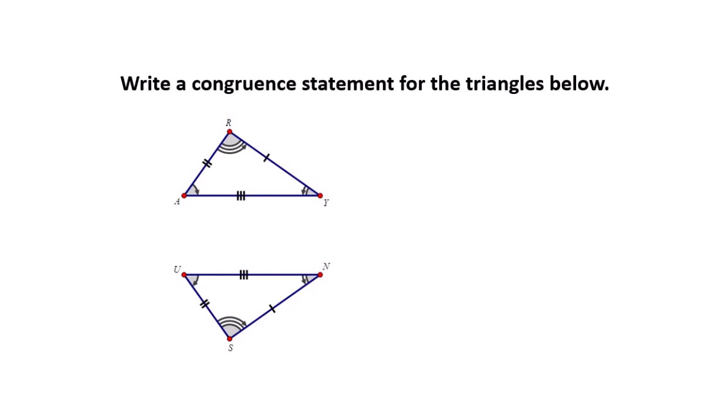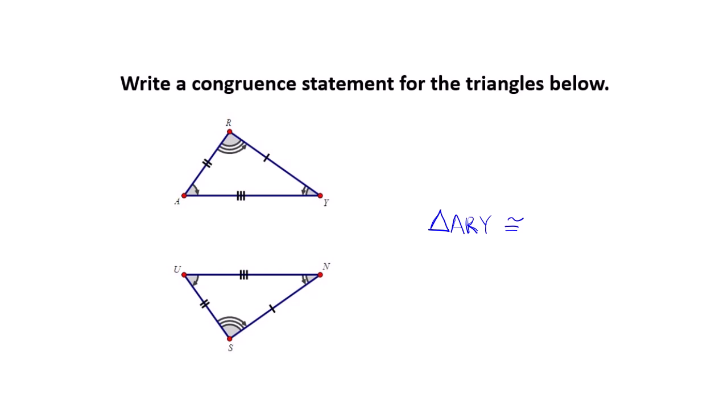And so first of all, for the first triangle you can write the vertices in any order. So you can say triangle ARY or RAY, any way you want to write it. So I'll write it alphabetically, ARY. Okay. So then it's congruent to, and so now I want to see which parts correspond, right?